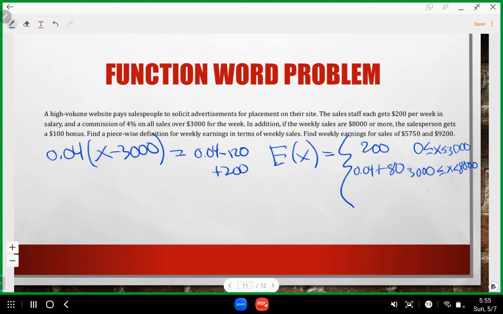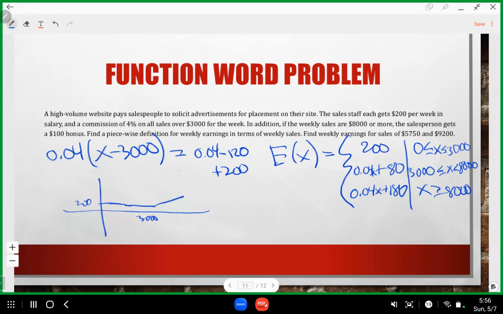Now, what about if you get over 8,000? Then you get this plus 100, so 0.04x plus 180. That is the piecewise function. Now we can try to graph it here. You can see it starts at 200, and after it hits 3,000, it goes up. And at 8,000, it jumps because there's a $100 bonus here. That is the graph.